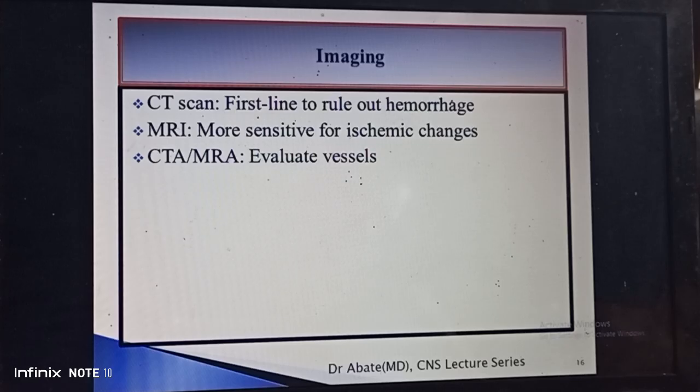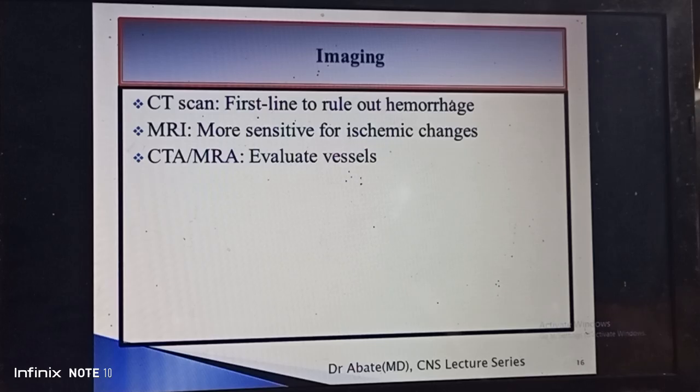Non-contrast, the first line to rule out hemorrhagic stroke. So don't forget that the first line of brain imaging modality to do for a patient in whom you are suspecting a stroke should be a non-contrast brain CT scan.